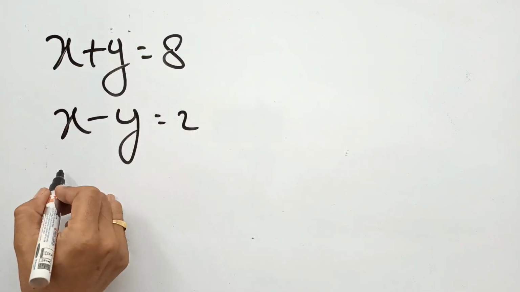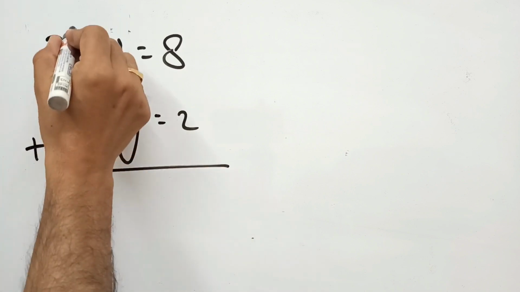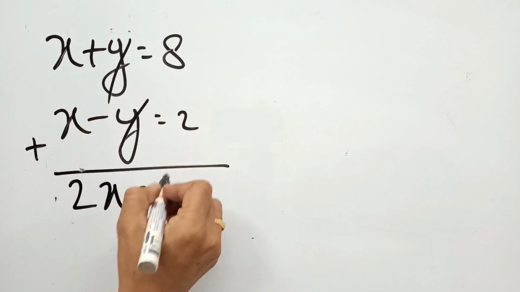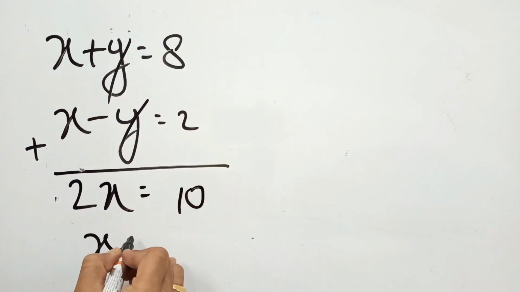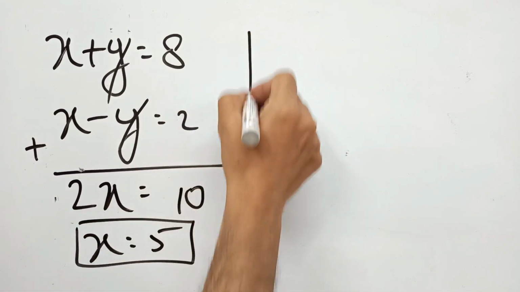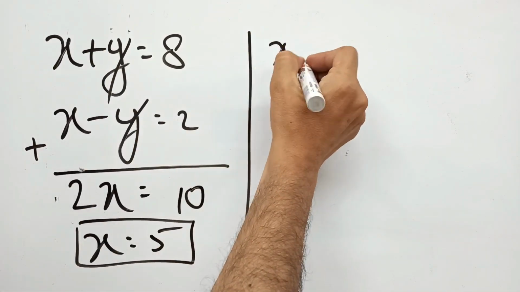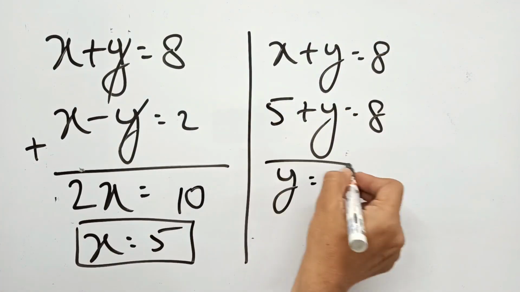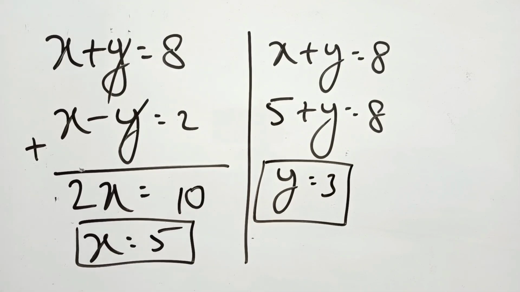See, it is very simple to solve. We'll add these two equations, 2x, and positive and negative opposite signs cancel, and this is 10. So x will be 5. Now we put the value of 5 in either of the equations. y is equal to 3.